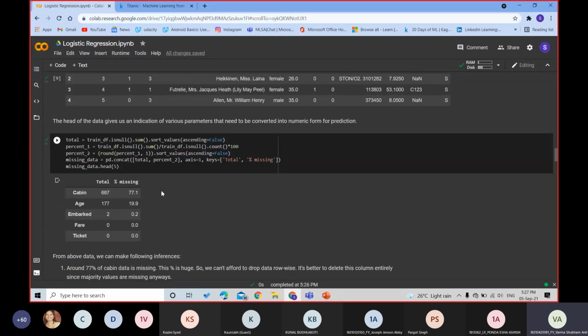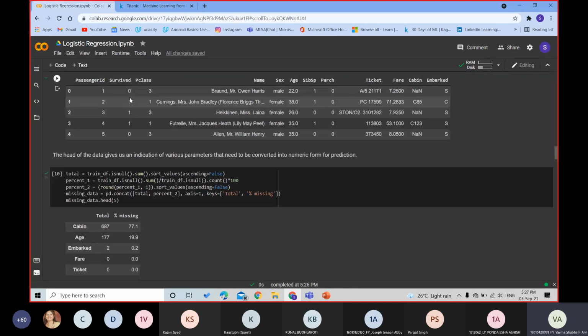When I ran the whole thing, as you can see here, it's written NaN. In cabin it is written NaN and NaN. What this means is that the data is missing for that person.